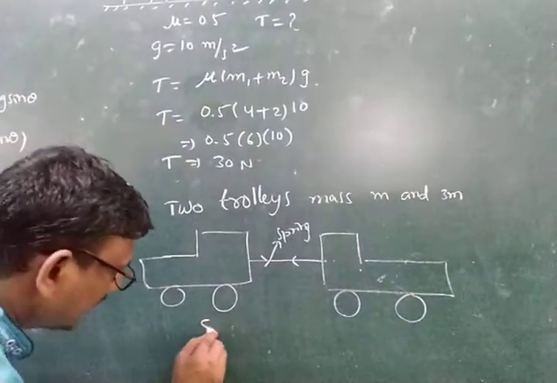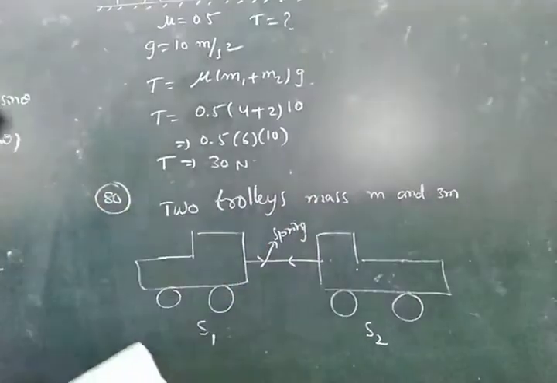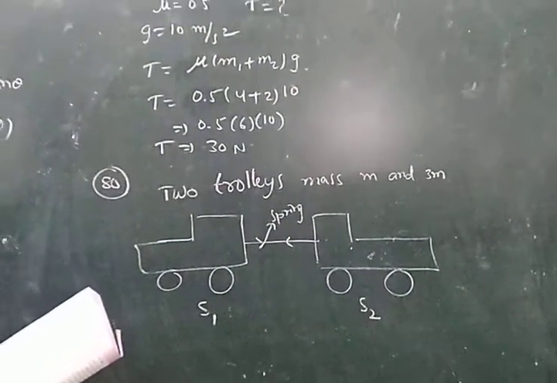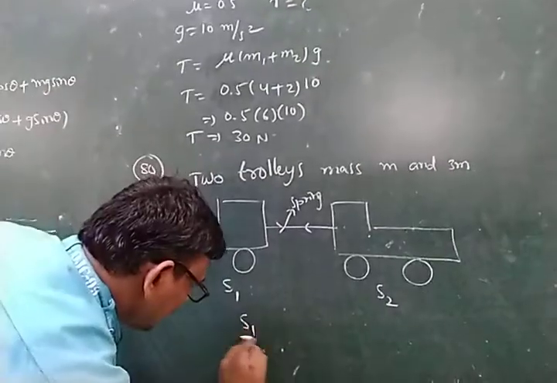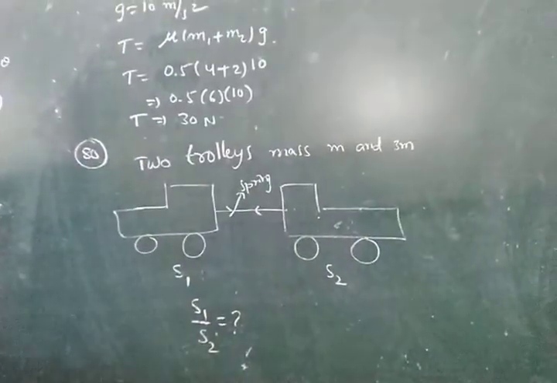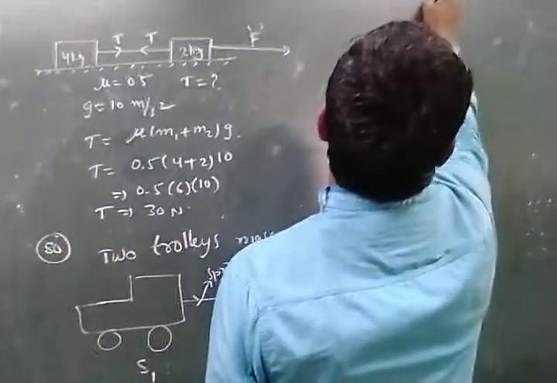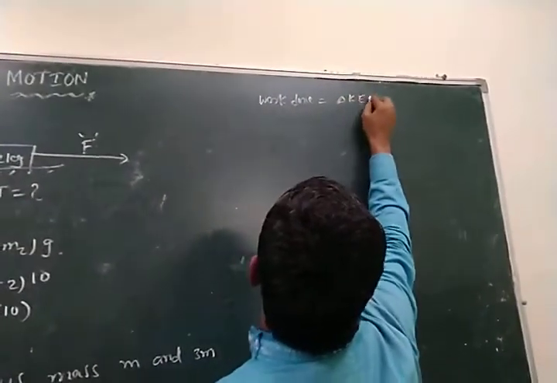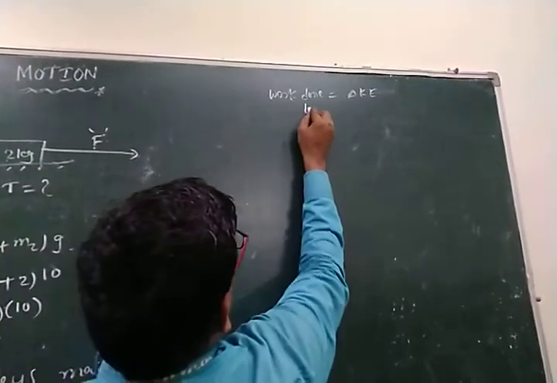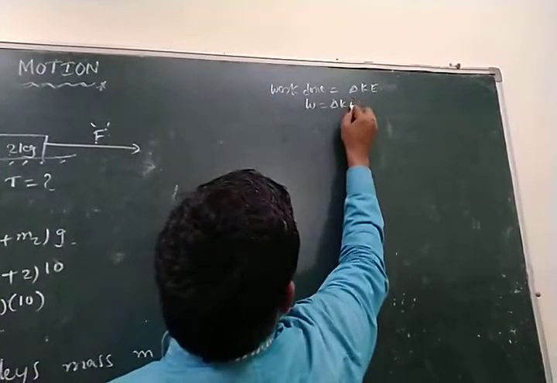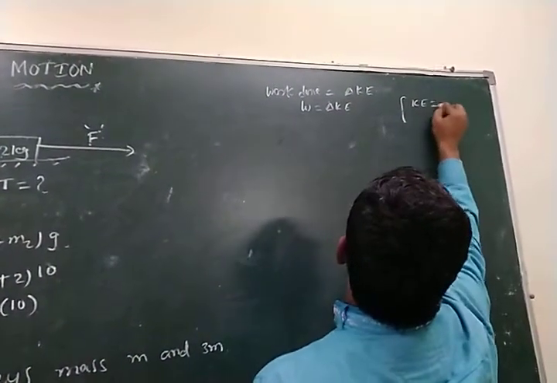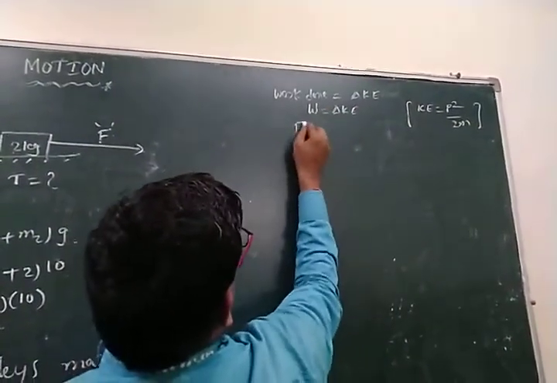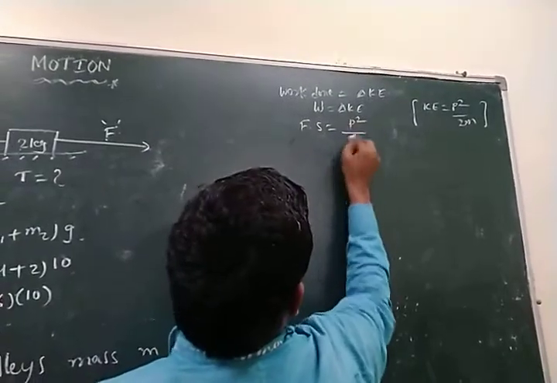And the distances at which they come to rest are S1 and S2 respectively. The frictional force between the trolley and the surface is the same in the smooth cases. The ratio S1 by S2 is equal to what? We know that work done is equal to the change in kinetic energy. W is equal to kinetic energy, and the kinetic energy is equal to P square by 2m. Now we can say work is equal to force into displacement, equal to P square by 2m.